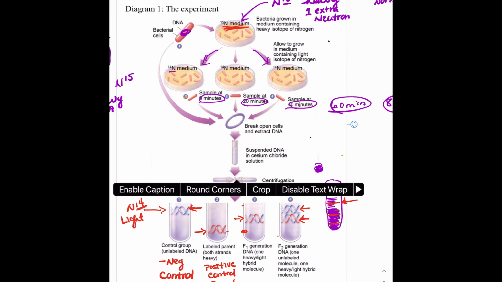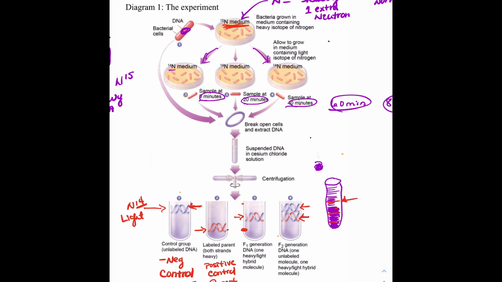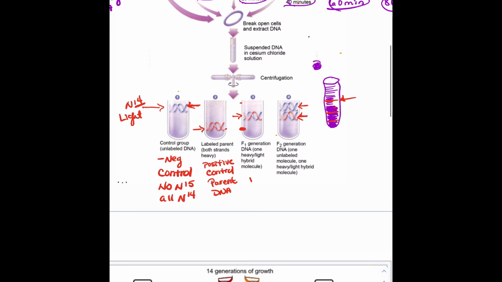Now they took another sample at 40 minutes, and what they found is they still had this mix of N14 and N15, but they also had just this N14, this lighter band up here of DNA. So let's have a look. So this was the F1 generation, and it's the hybrid generation. So it's half heavy, half light. And F2 generation.